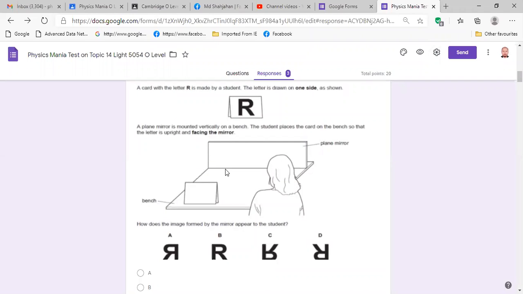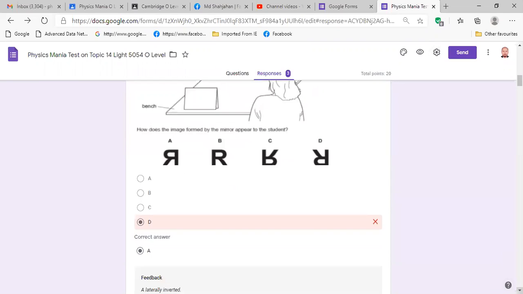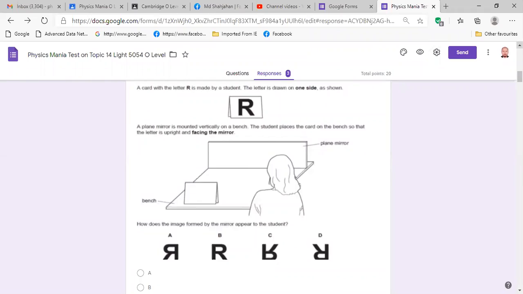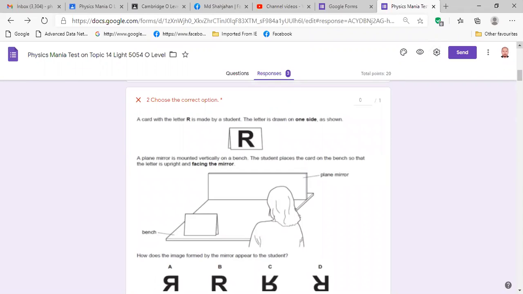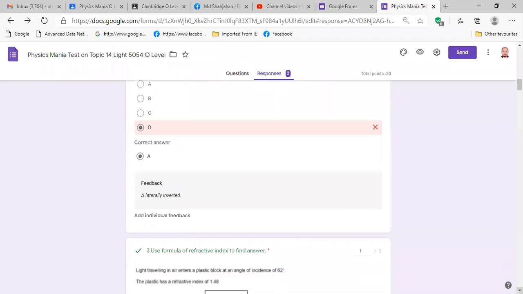So if it is laterally inverted, what should be your answer? A. It should be A, right? That means right side would be left side, isn't it? Yeah. It should be laterally inverted. It should not be upside down.